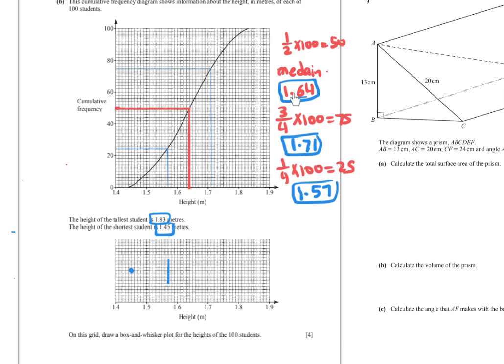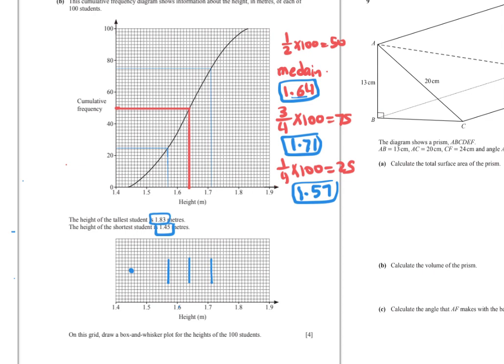1.64, this 1.6. So 1.64. Draw bar for 1.64. Then the upper quartile 1.71. Draw the last bar.